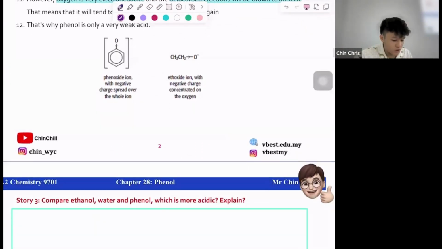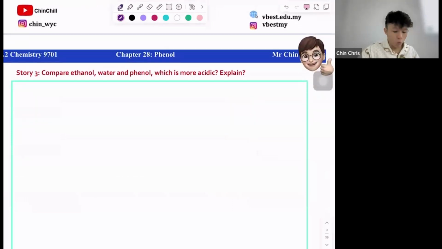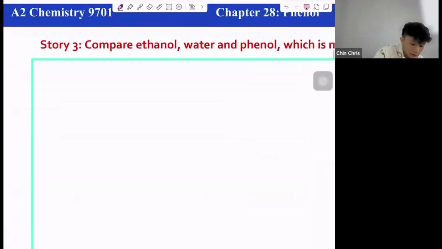Okay, so that's why phenol is only a weak acid. Now let's continue. Comparing ethanol, water, and phenol, which one is more acidic? Explain. This question is a combination of AS and A2. Let's look at ethanol first. Let's remember how to draw ethanol: C2H5OH, right?